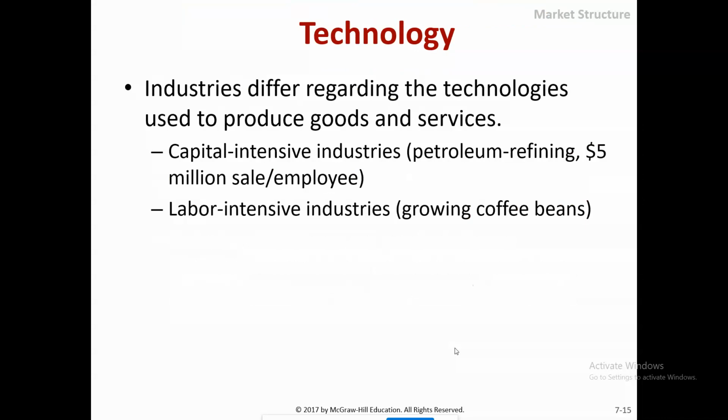Industries differ regarding the technologies used to produce goods and services. There are capital-intensive industries like the petroleum refinery industry. Firms on average use one employee for each $5 million in sales. Those industries demand heavy investment in building plants, installing facilities and machines.